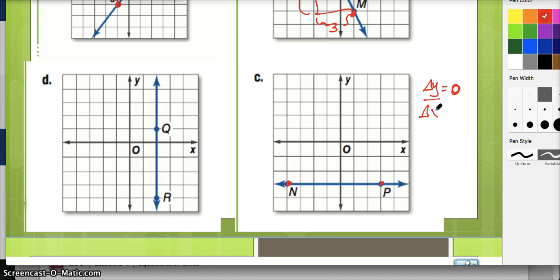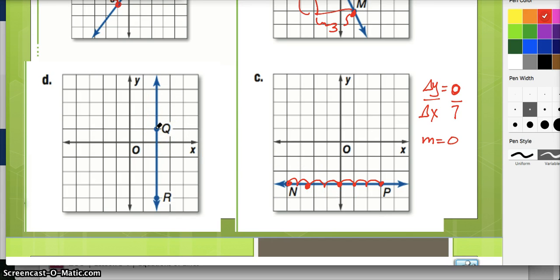And now I've got to figure out my run or my change in x. And so my change in x in this case would be to go, let's say, from n to p. And I go 1, 2, 3, 4, 5, 6, 7. And so I go over 7. And so 0 divided by 7 we know to be 0. So the slope here is 0. And you can see it would not matter what point we chose. I could have chosen this point here or this point here. The change in y would have still been 0. The change in x would have been some number. 0 divided by any number is still 0. So it doesn't matter the point once we're choosing points on the line.